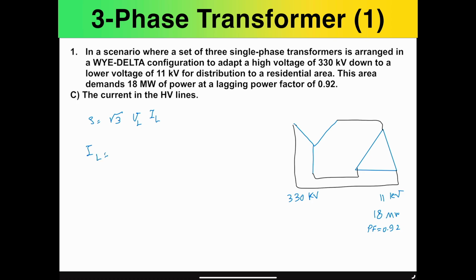Now let's simplify this. I line is S over square root of 3 times V line, and S turned out to be around 19.5 megavolt amperes, and V line is going to be 330 kilovolts. If you simplify that, you get the current value, which is going to be around 34.2 amperes. So that is the line current passing through the primary, 34.2 amperes.